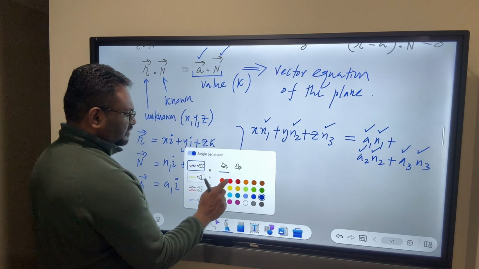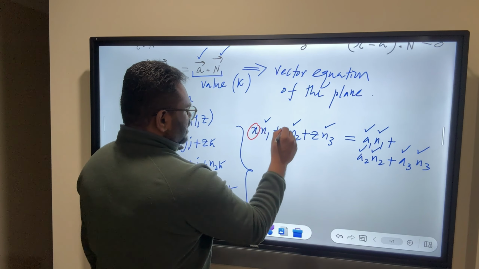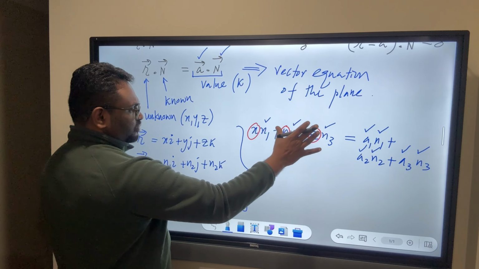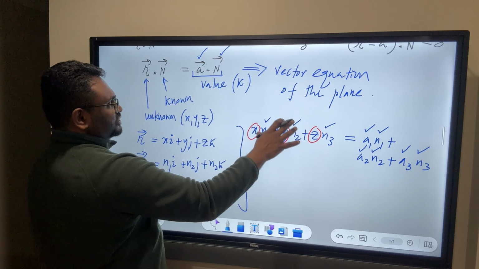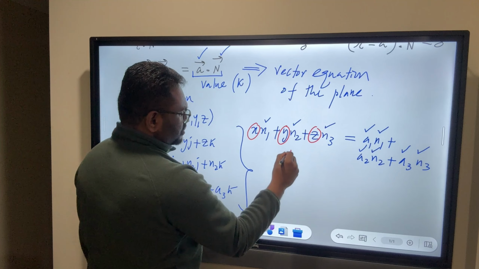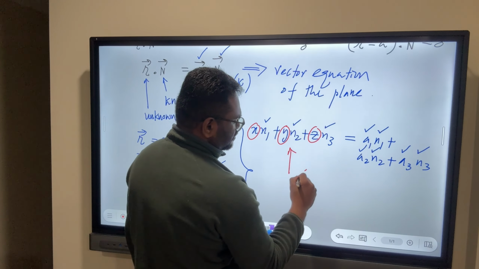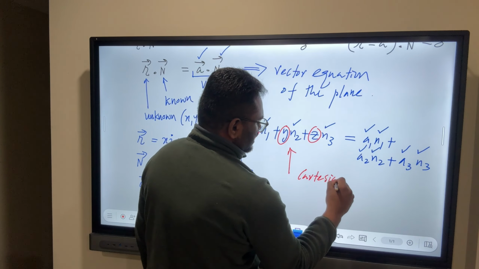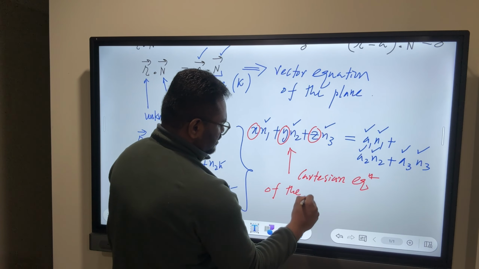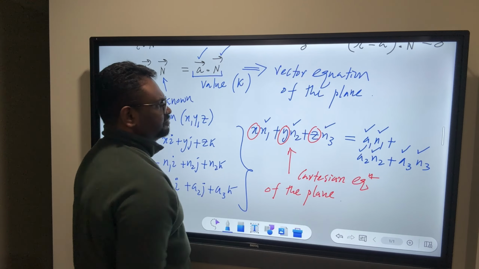However, these are unknowns, right? When you apply all these details here, this vectorial sense is gone. Why? Because you are not writing this in the vectorial sense. So this equation is called the Cartesian equation of the plane. Okay, good.